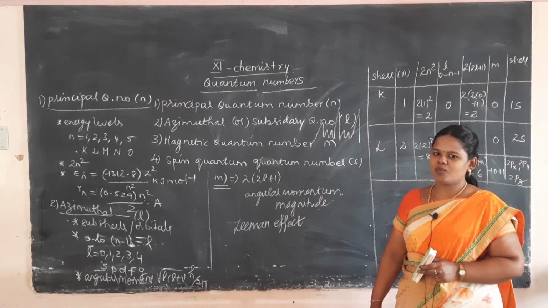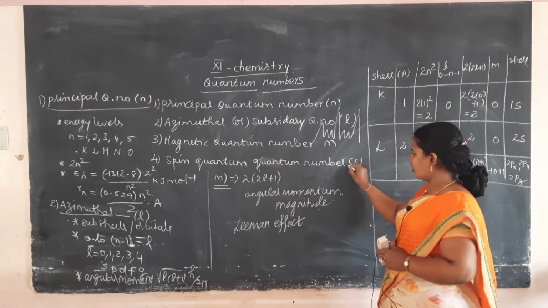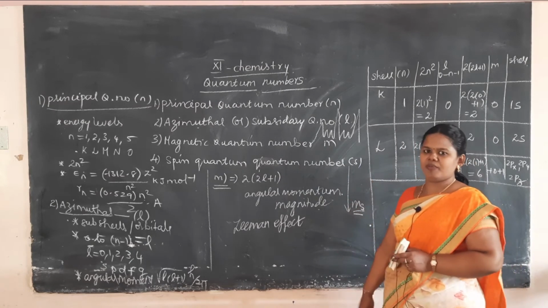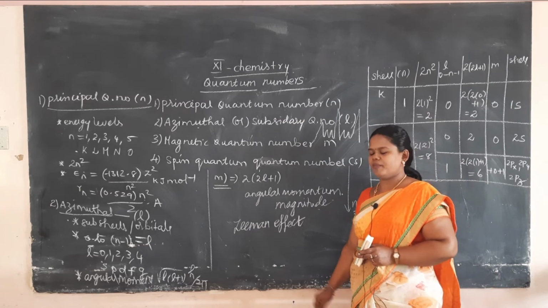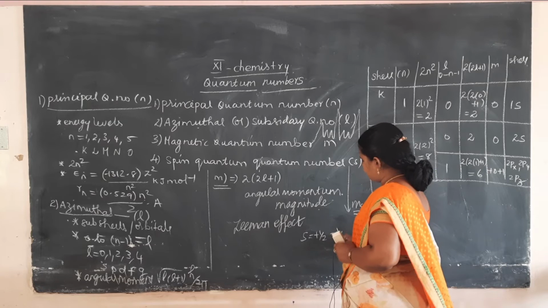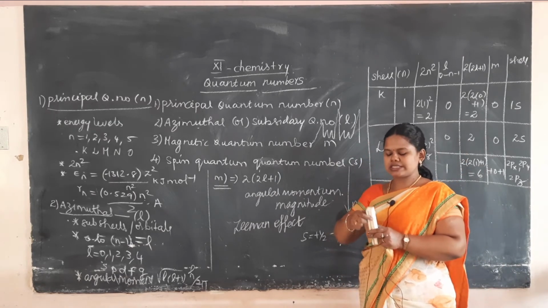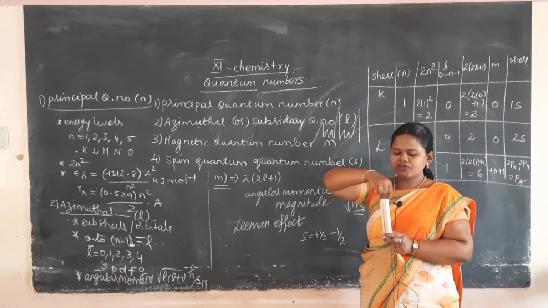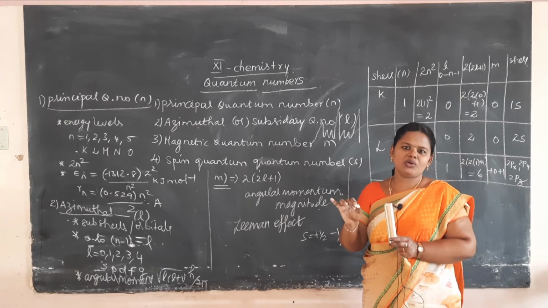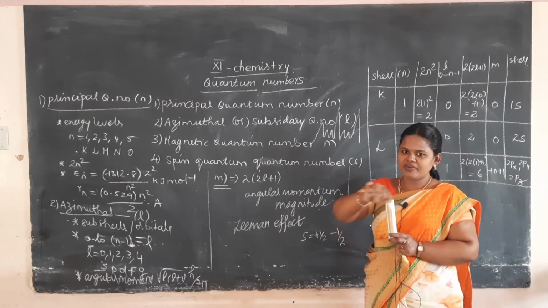Then we will see the last quantum number, spin quantum number S. Spin quantum number is represented as ms or S. The spin quantum number can have two values, that is S equal to plus half and minus half. They are explaining that the electrons, see, this is the nucleus. The electrons are revolving around the nucleus on its own axis. Actually it is not true, it is revolving around its own axis as well as around the nucleus.